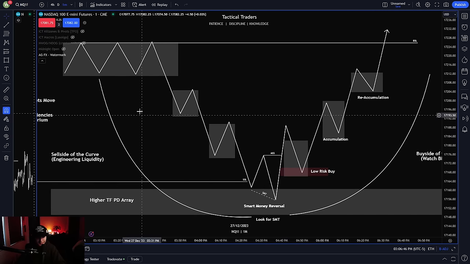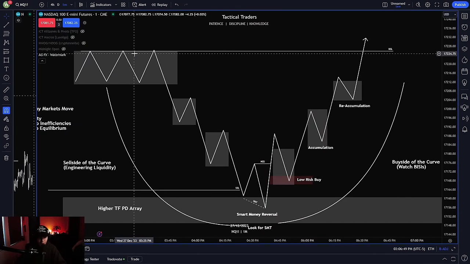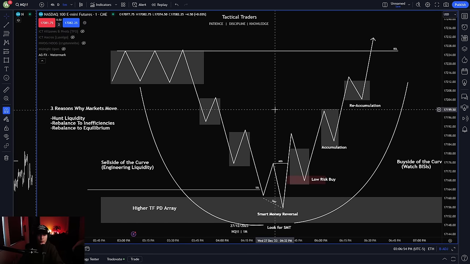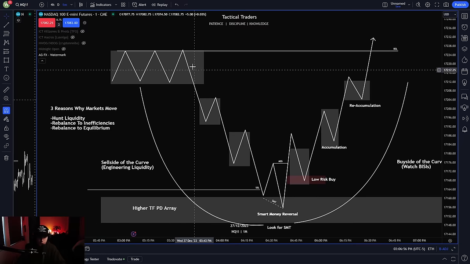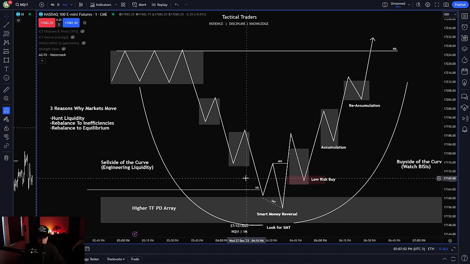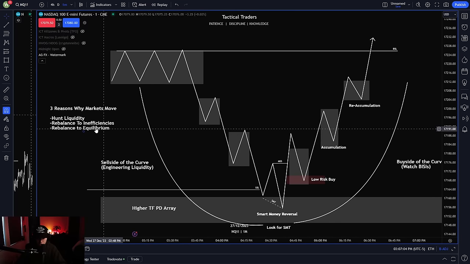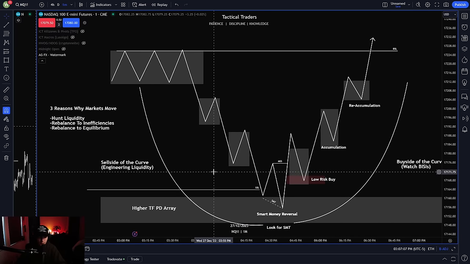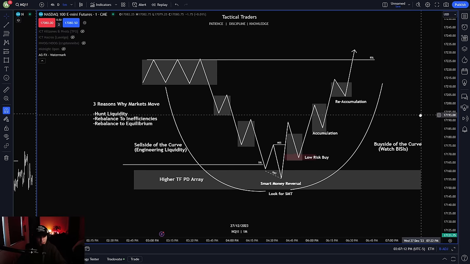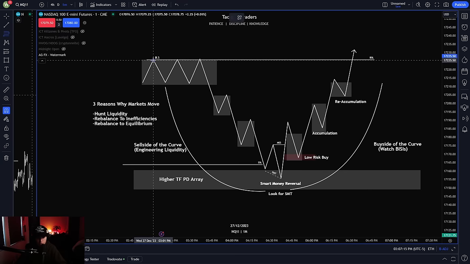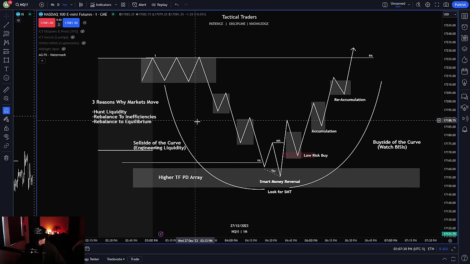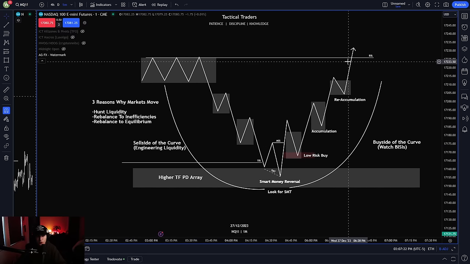Now, going back to the sell side of the curve here, why is it that we are actually doing this? Going back to the three reasons we talked about, why are we even selling off in the first place? Number one, to hunt liquidity. We're selling down to go hunt some form of sell side liquidity. We're also rebalancing to an inefficiency, which is the higher time frame PD array, and potentially we could also be rebalancing to a bigger time frame equilibrium, which, if I was going to draw out a range, could be something like this from a recent low that we had down here, which now we are rebalancing to equilibrium of that range before continuing higher.